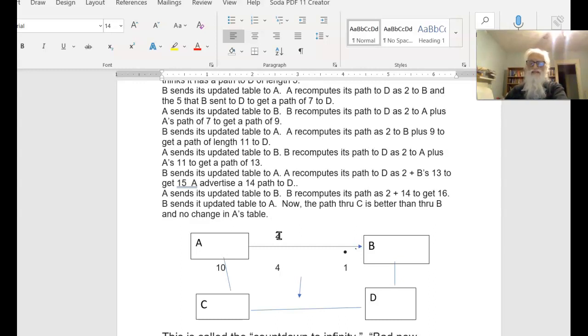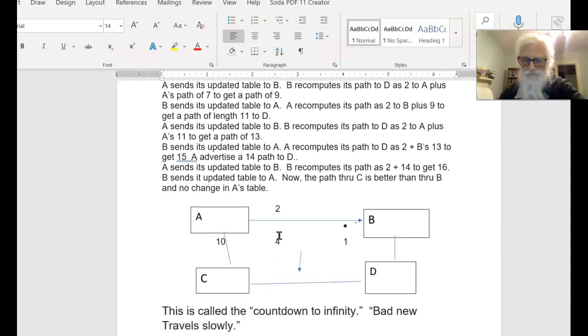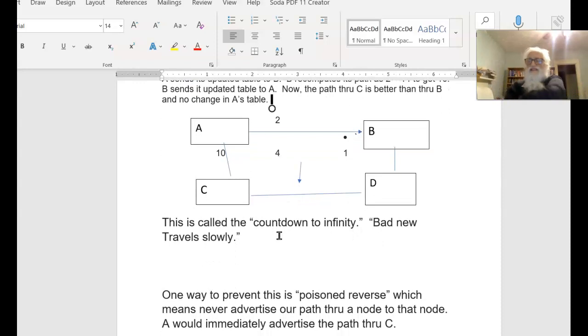As I said, this is called the countdown to infinity. It's also known as bad news travels slowly. You could prevent this some of the time by having what's called a poisoned reverse. In other words, when I send A my table, I don't advertise any paths that go through B. I just don't advertise any paths that go through B. So B has to figure out from other neighbors how it can get to D. Because if A were to, it'd go right through B.